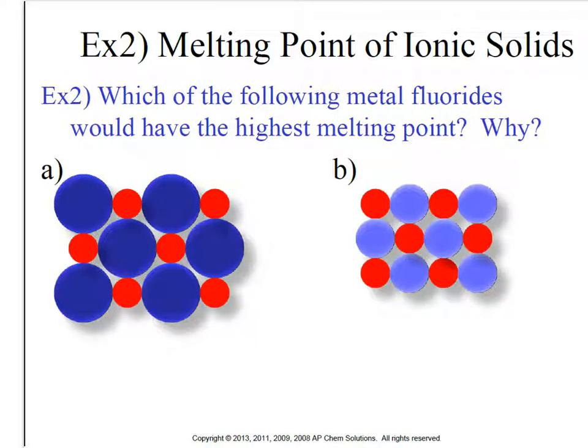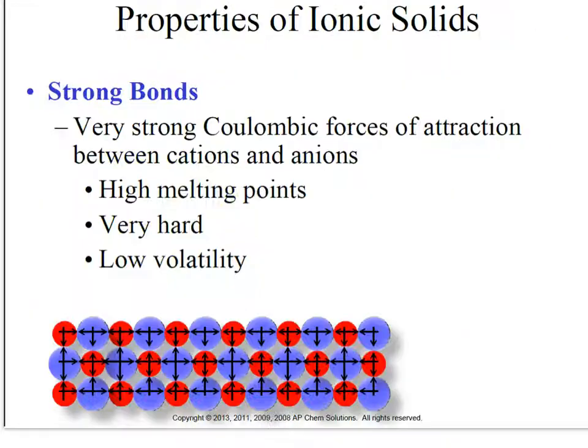Here's another problem just like the ones before. Which of the following would have the highest melting point? Just so you know, those little red ones there are fluorides, so that's fluorine. You can see that's consistent in each one, but the positively charged metal is different in each one. So which one is going to have the higher melting point? Again, take a guess now, and we'll decide in class.